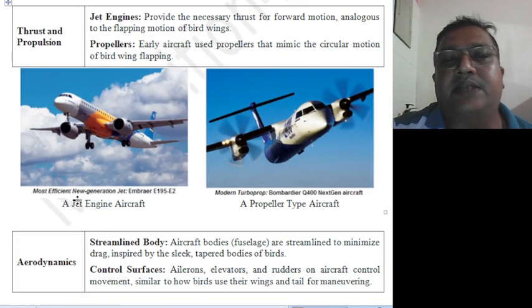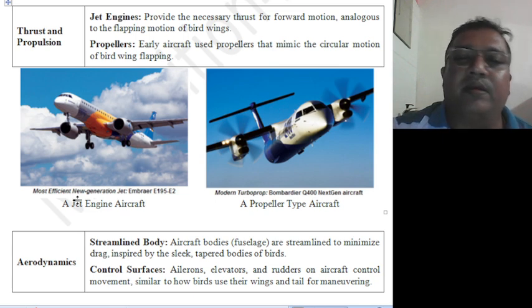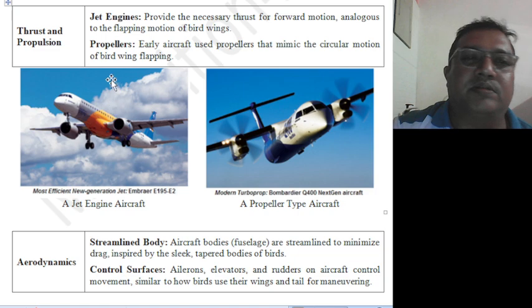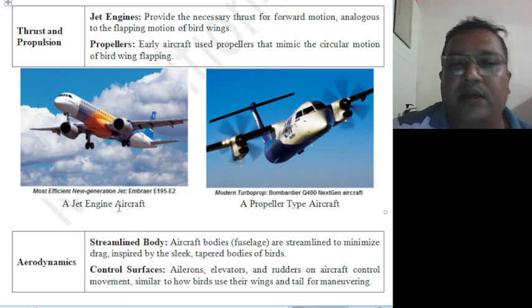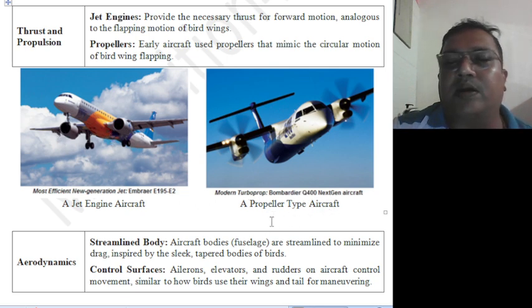Then thrust and propulsion: jet engines and propellers both work with concepts similar to those of birds. Okay, so jet engines, and a modern jet engine is given here. So this is the engine part actually. The engine is there in the wings. Earlier it was the propeller type. So you can see that big fan type, the propeller type, was there.